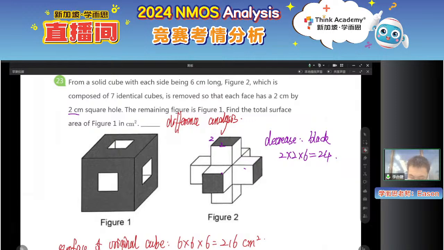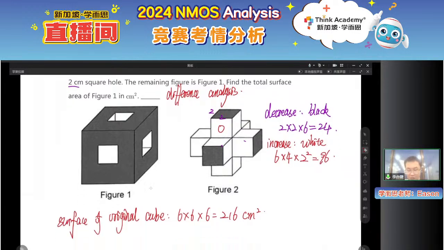And so for all the black region, all the white region is originally inside the cube. So we dig it out, it becomes the surface area. So this is the increasing part. How many increasing parts are there here? We have 1, 2, 3, 4, 5, 6 cubes in all 6 directions. Each cube has 4 faces, and each face is 2 squared, which is 96.